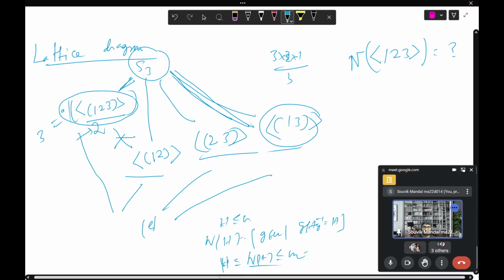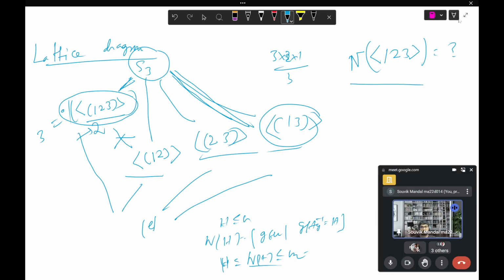Now the question is, using this lattice diagram, can you please tell what is the normalizer of the subgroup generated by 1, 2, 3? Take your time. You need to use the fact that the normalizer is a subgroup of G. Also, it contains the subgroup 1, 2, 3. So think about it. And anyway, without using this, you can directly see what the normalizer of 1, 2, 3 is. Please think about it.